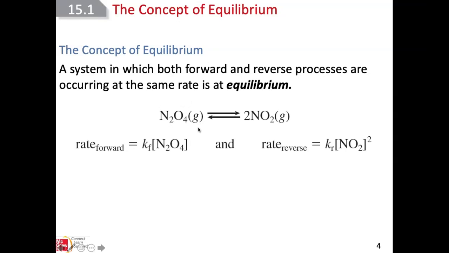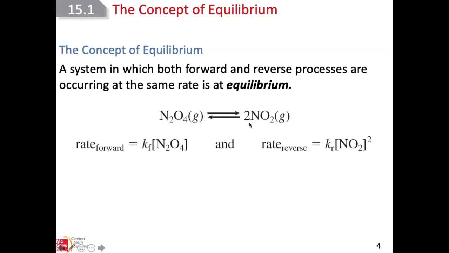When we look at this equation given to us, N2O4 forms 2NO2, and you can see the double-headed arrow here. First of all, the double-headed arrow indicates that this reaction is at equilibrium. So when we see this reaction, we would say that the reaction reached equilibrium. From chapter 14, we know how to write the rate of the forward reaction.